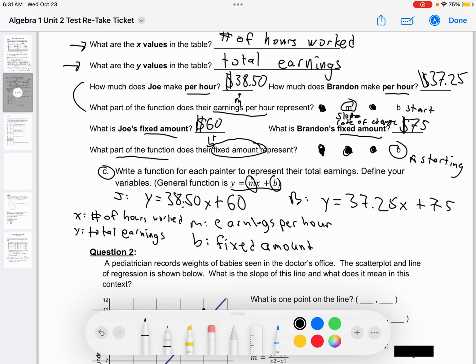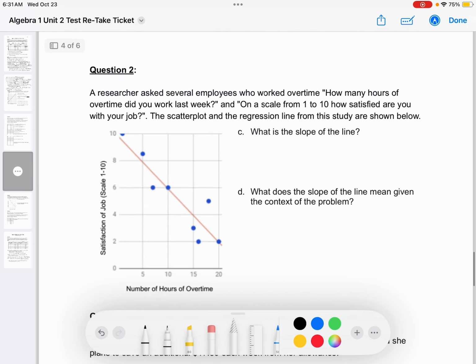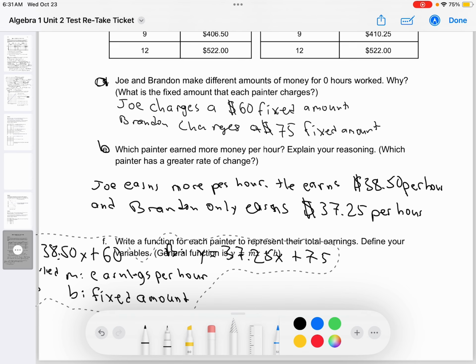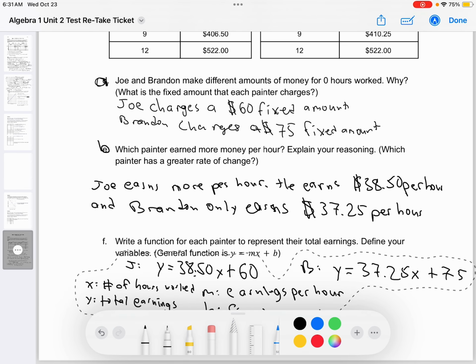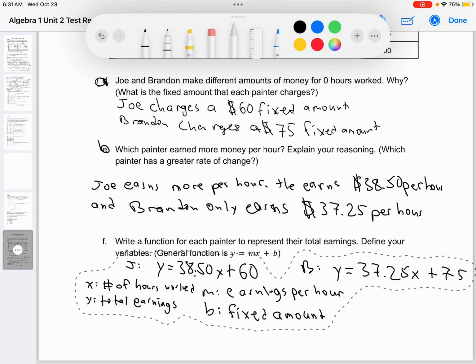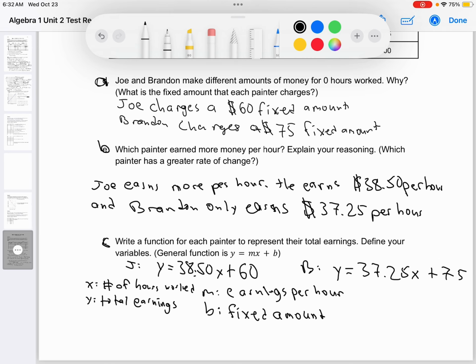So once again, that is all that we need to do for part C. So we can take this answer and we're going to bring it down to the bottom. Put it right here. And there we go. We got our two functions and we have our defining of our variables. So this is everything that you need for question 1 on this retake.